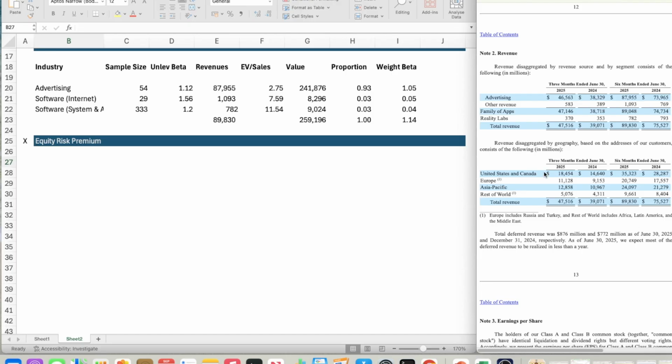United States and Canada, Europe, Asia Pacific, rest of the world. We just use a North American one for this. Europe, there should be one already in place. APAC will have to do a bit of adjusting. Rest of the world includes Russia, Turkey. No, sorry. Europe includes Russia and Turkey. Rest of the world includes Africa, Latin America, and the Middle East.